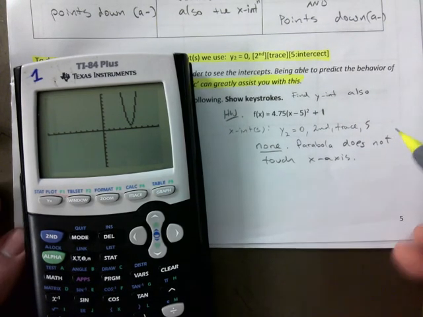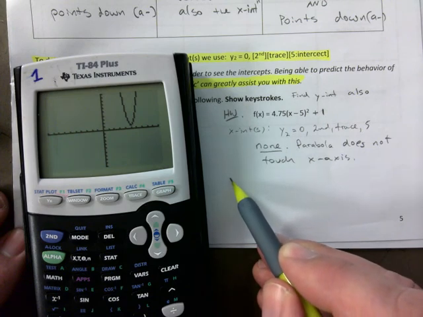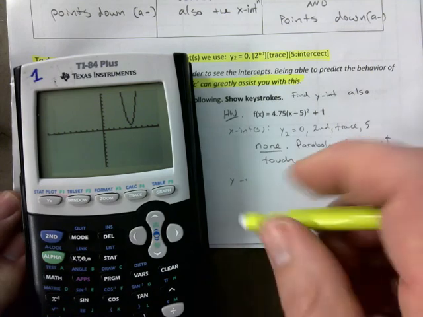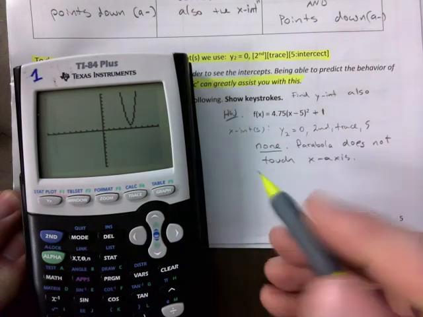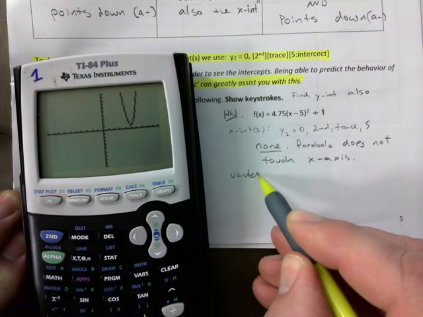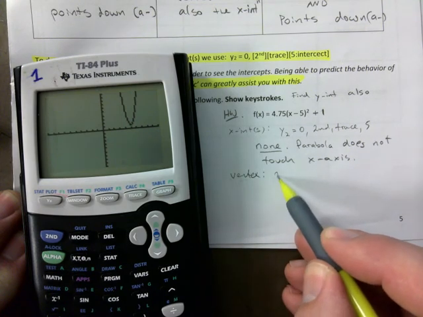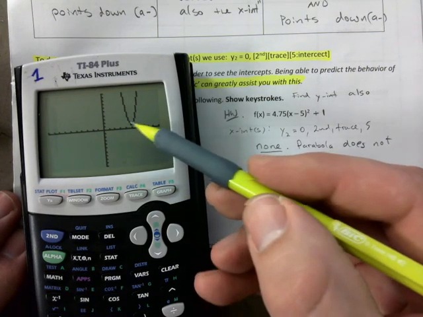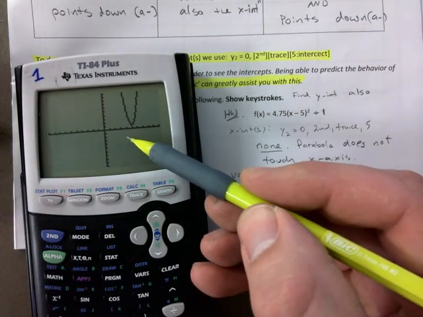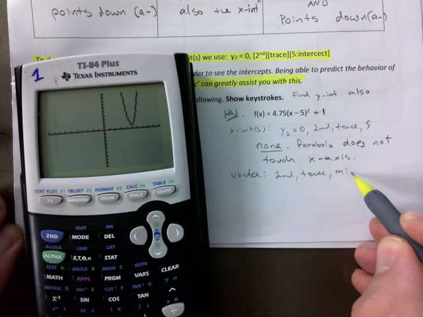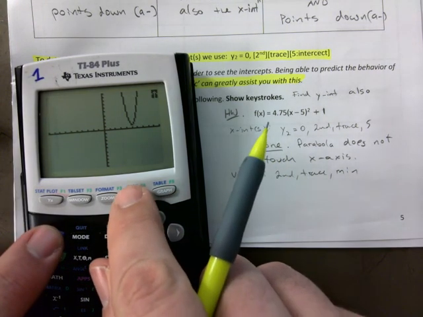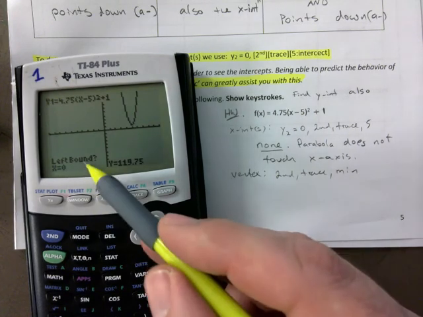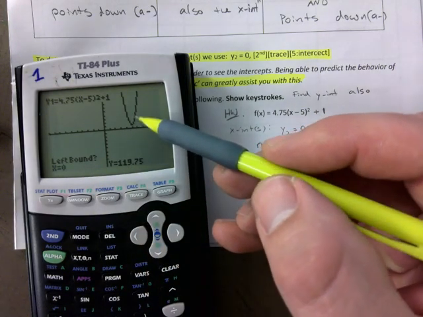Okay. And then for the y-intercepts, did you find the vertex first? I'm guessing you found the vertex first, so let's do that. For the vertex, I need to use second, trace, and is it min or max in this case? It's the lowest point, so this is a min. Okay, so I'm going to go second, trace. I'm going to select that third option, and it says left boundary. So left of what? Of the vertex.